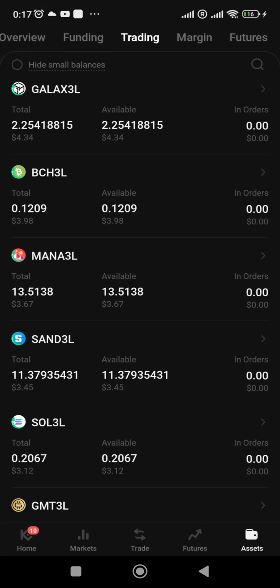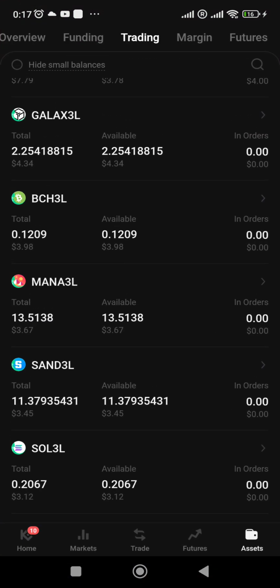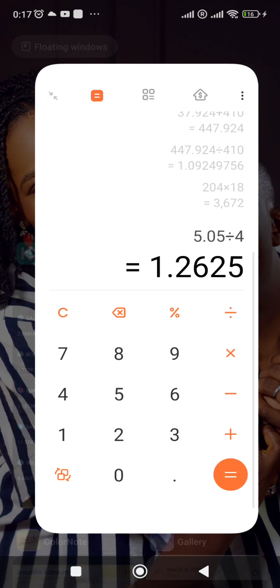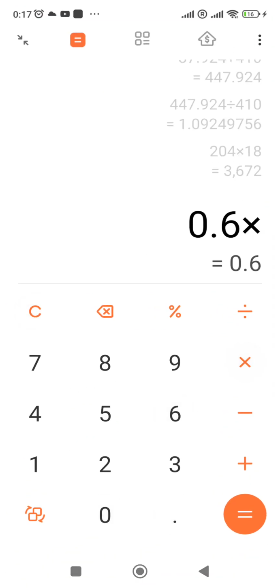So because I've bought 5 times, I'll wait for Gala to drop below 60% of its value before I buy some more. What is 60% of 5? 3. So if I've invested 5 times in something, and let's assume I'm doing 1 USDT, I won't buy again unless it's less than 3. All right, or 60%.